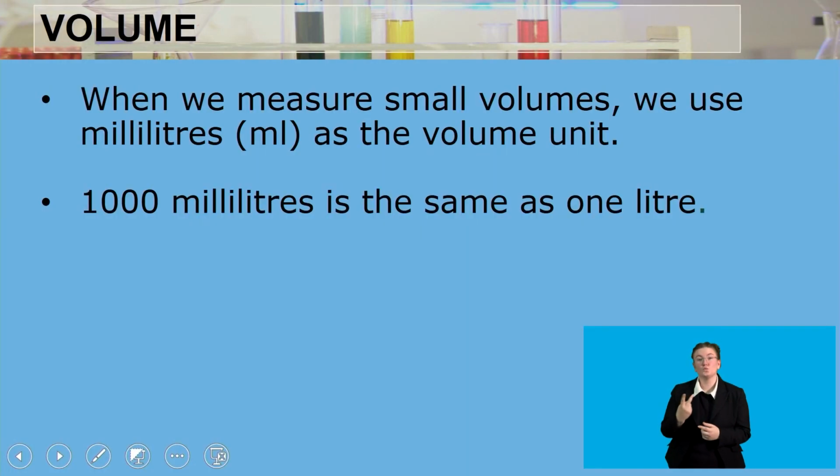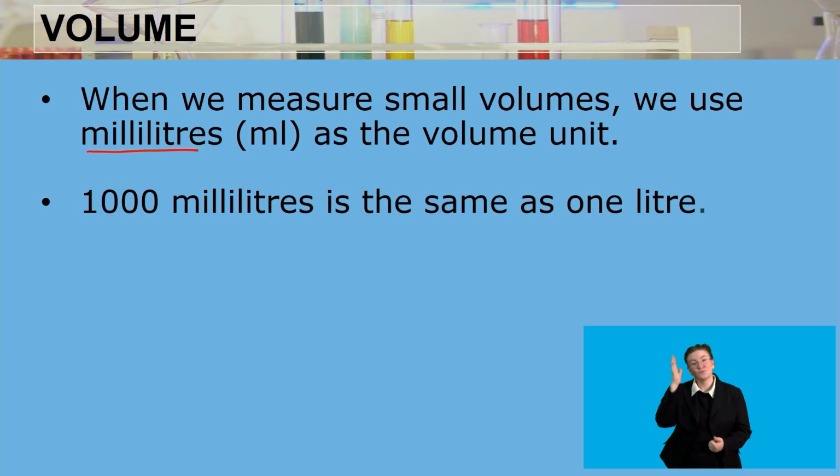Then, furthermore on volume, when we measure small amounts of volume, we use milliliters as the volume unit. Remember, when we are measuring small quantities of a certain substance, we can't use liters because it's too big. Let's say you are measuring 2 drops of water. We can't use liters because those 2 drops of water are extremely small. We need to use something that is close to those 2 drops of water. In this case, we're going to use milliliters. And we should know that 1,000 milliliters is equal to 1 liter.